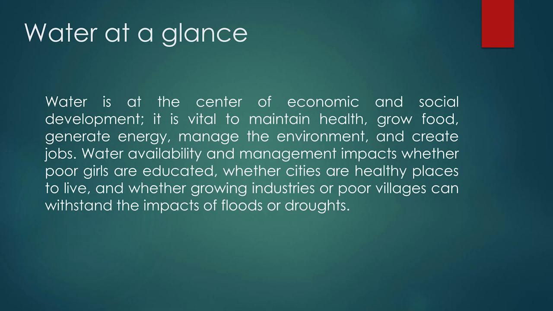It is vital to maintain health, grow food, generate energy, manage the environment, and create jobs. Water availability and management impacts whether poor girls are educated, whether cities are healthy places to live, and whether growing industries or poor villages can withstand the impacts of floods or droughts. So, water is the major factor in social life. We will see how countries are developing water resources.